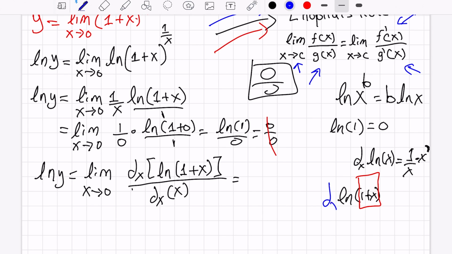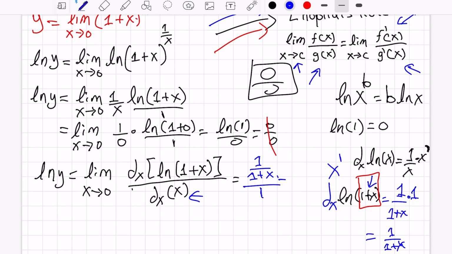So when I take the derivative with respect to x, that will be equal to 1 over (1 + x), and then times the derivative of what's inside. We only have a first degree term, so it's times 1. That will equal 1 over (1 + x). That is our derivative for that. Then here we have 1 over (1 + x), and down here, the derivative of x is simply 1.